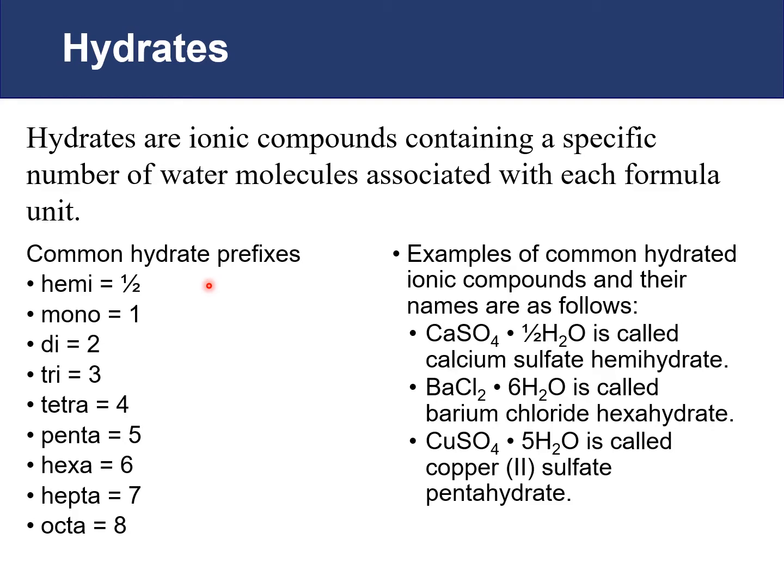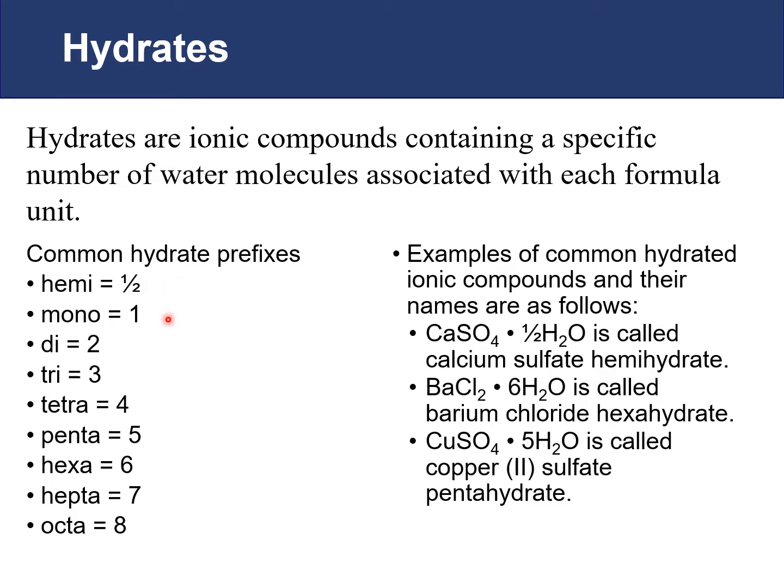The prefix is used to indicate the number of waters of hydration, or more simply, the number of water molecules that are associated with each formula unit of the ionic compound. If there is 1/2 of a water molecule per formula unit, or you could think about this as 1 water per 2 formula units, we use the term hemi. Hemi is used to mean 1/2.